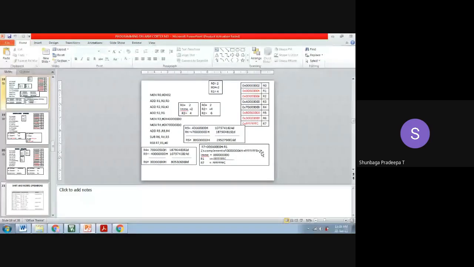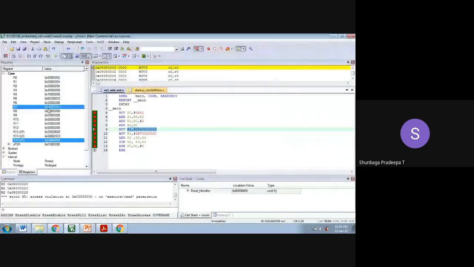So it will be FFFFFFFC. With that, we are adding the value of R1. So the result is FFFF and C. So you can see that FFFFFFFC is obtained. So all the instructions are executed, and finally the R0 to R7 registers will have these register values.